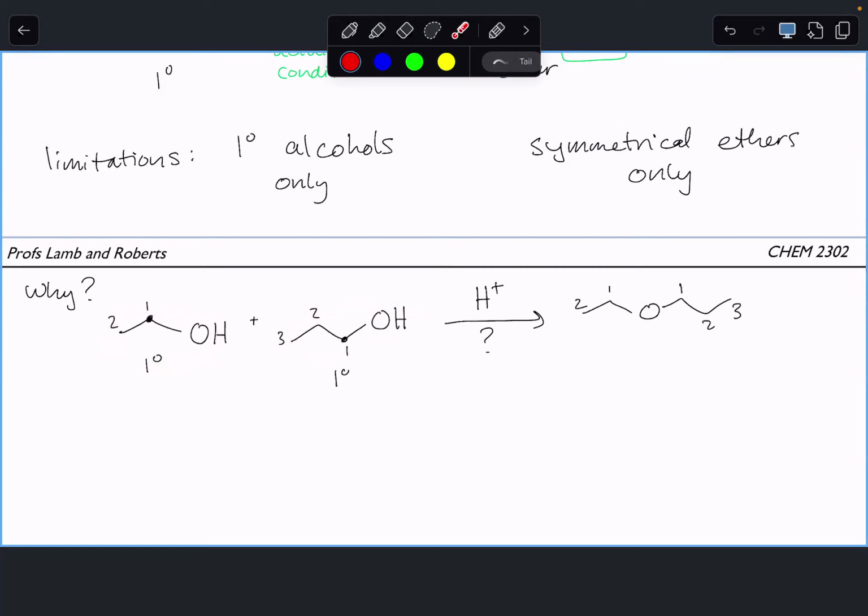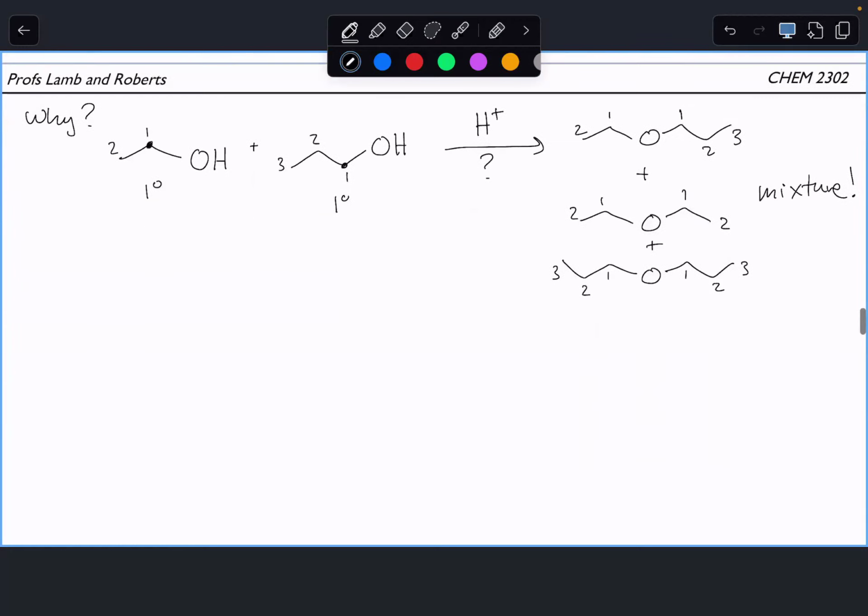Unfortunately, you never just have 2 molecules in a flask, right? You have a bunch of each of those molecules in a flask, which means in addition to this product that you want, you will also get 2 carbons on each side and 3 carbons on each side. So you get this mixture. And those are going to be really hard to separate because they're very, very similar.